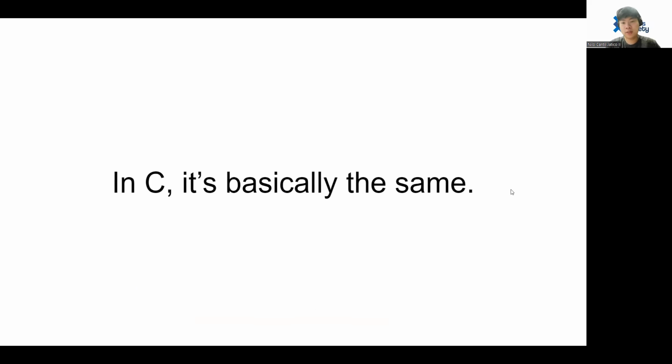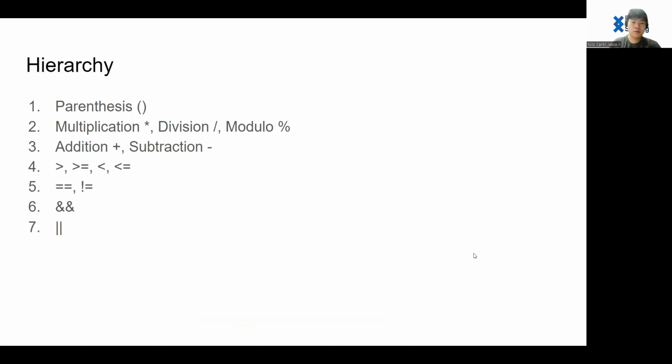So in C, it's basically the same. So you're going to ask me, what are the operators out there that are applicable in the C language? So here we go. Here's the hierarchy from the most important to the least. So first you have your PEMDAS here without the exponents. So you have your parentheses, followed by the multiplication, division, and then modulo. Then you have the addition and then subtraction.